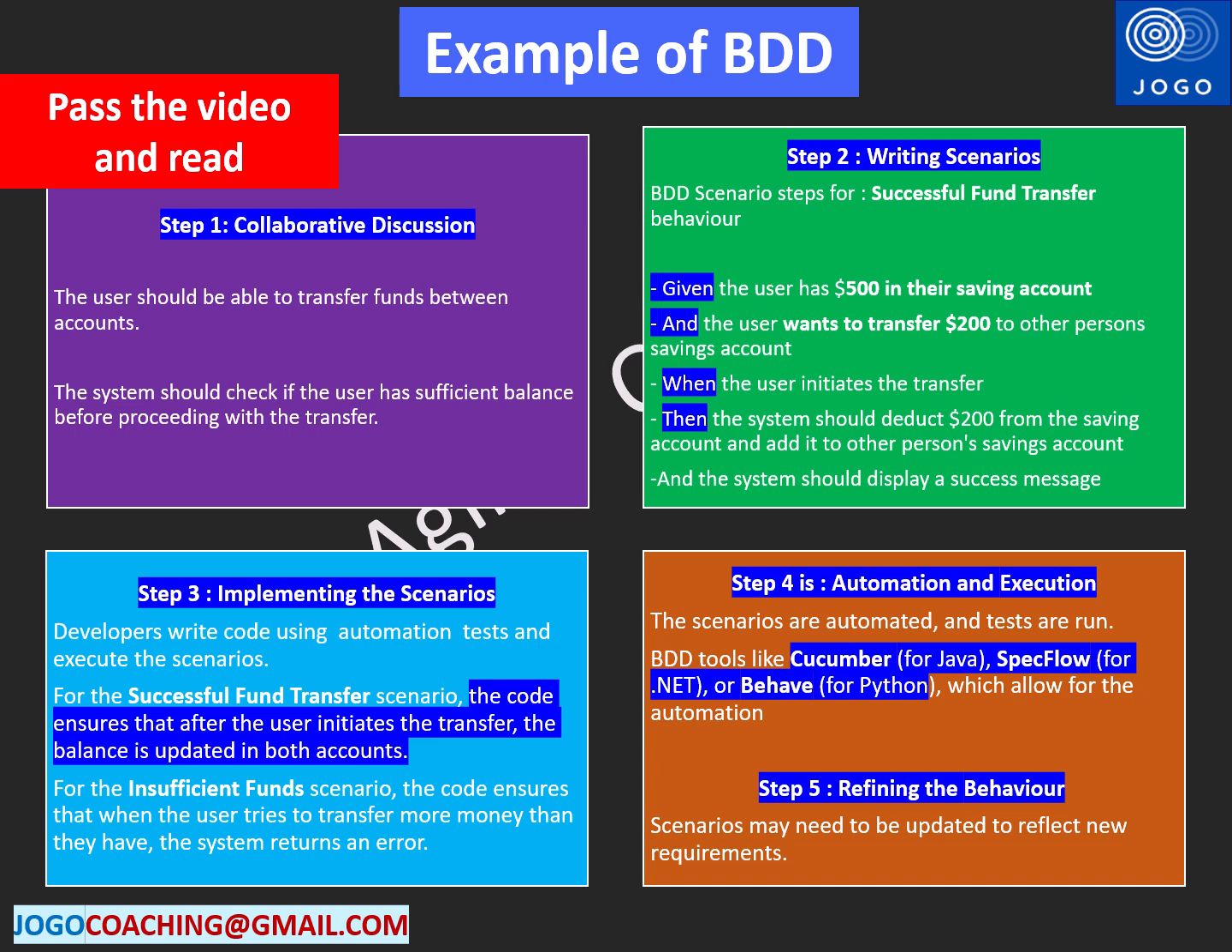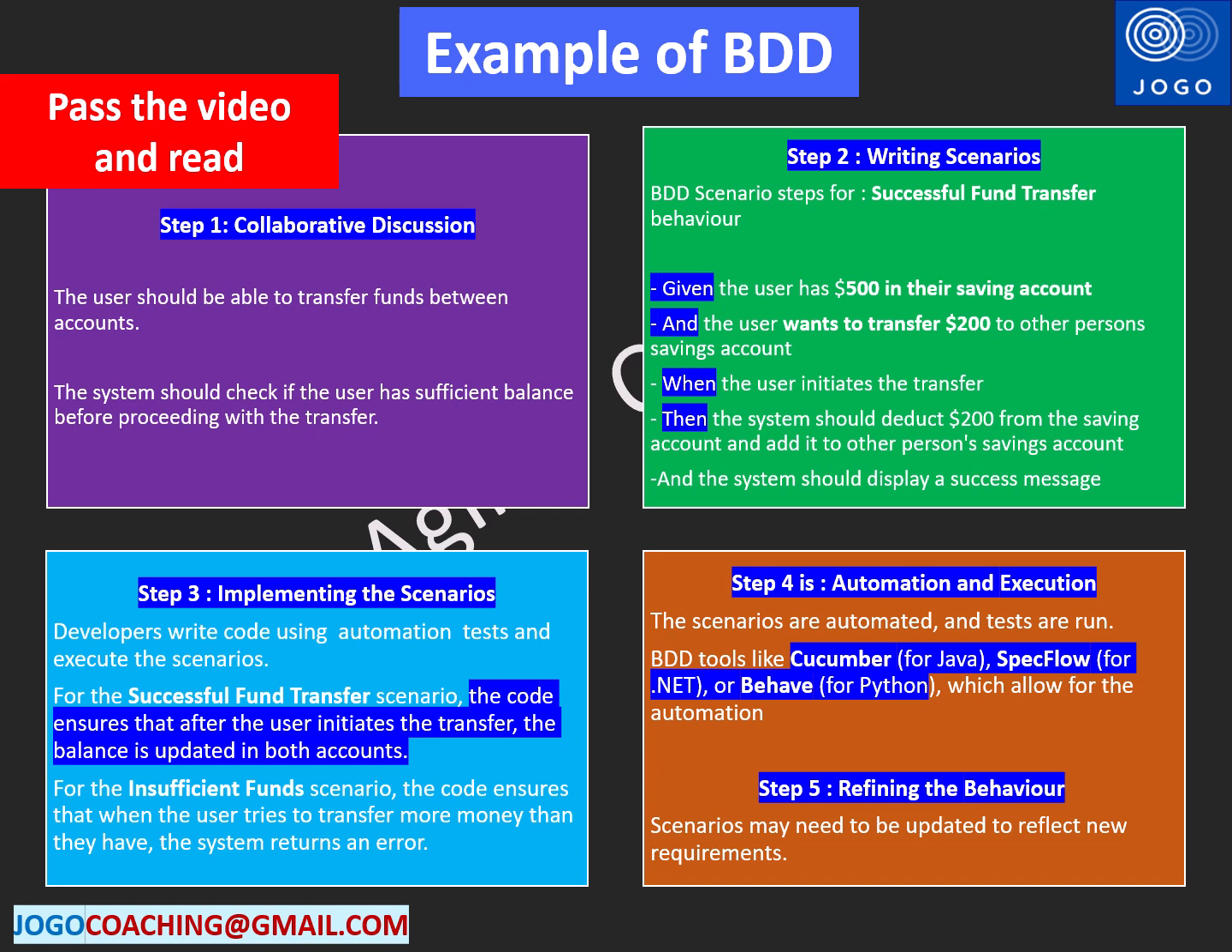For the successful fund transfer scenario, the code ensures that after the user initiates the transfer, the balance is updated in both accounts. For the insufficient fund scenario, the code ensures that when the user tries to transfer more money than they have, the system returns an error. This is the third step example. The fourth step is automation and execution. The scenarios are automated and tests are run to verify that the implementation satisfies the defined behavior.